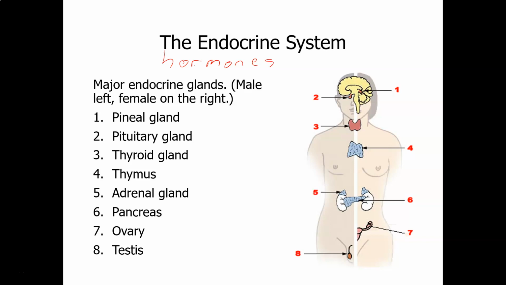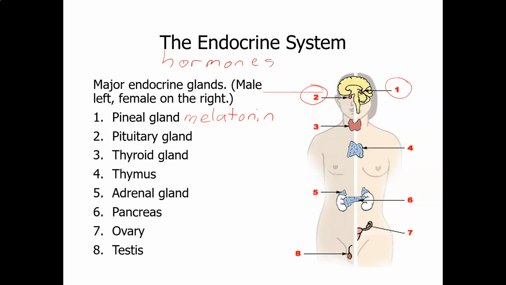This figure on the right is labeled. Number 1 is the pineal gland, which is located in your brain, and it produces a hormone called melatonin, which helps you to sleep. You may have taken synthetic melatonin over the counter. You can take it in a pill form, and sometimes that will help you sleep, so that you don't have to take prescription sleep medication. Number 2 is the pituitary gland, which produces hormones that regulate the hormones of the other glands. So the pituitary gland is more of a regulatory gland.